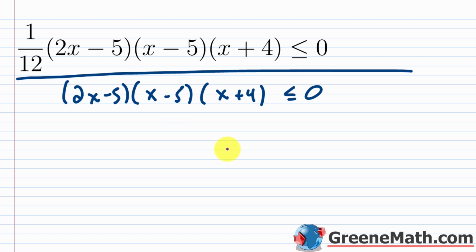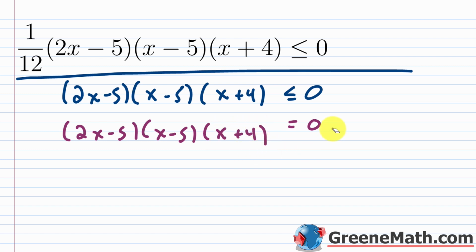So again, you can set this equal to 0, and so now I have this quantity 2x minus 5 times the quantity x minus 5 times the quantity x plus 4. And you could use the zero product property here. So again, you could set each one of these equal to 0 and you could solve. But again, I think it's easier just to put everything in the form of x minus k. This one's a problem because you have 2x minus 5. So you could just pull the 2 out.